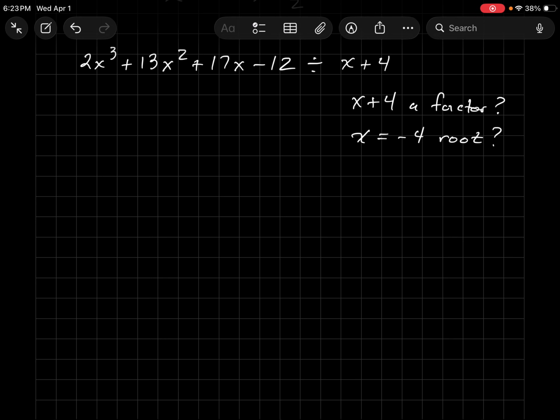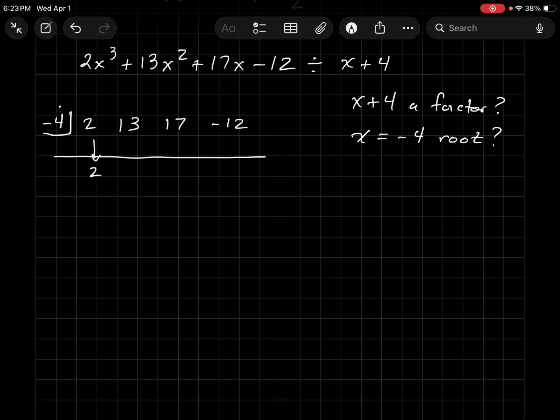Let's do synthetic division. Since negative 4 is the potential 0, we'll put that up here in our box and start placing our coefficients, starting with our 2 for the highest power of x cubed. There's a coefficient for x squared, and one for x, and one for the constant term.